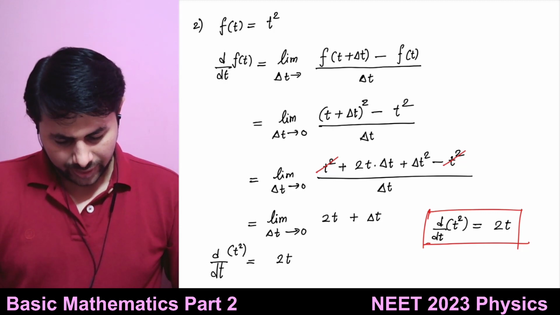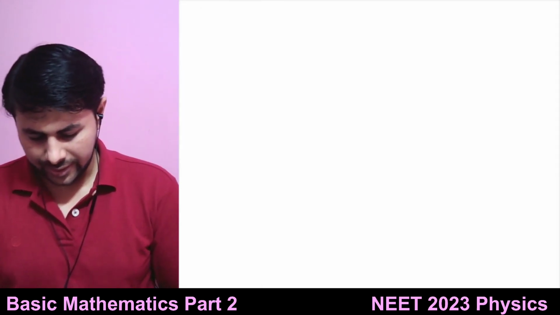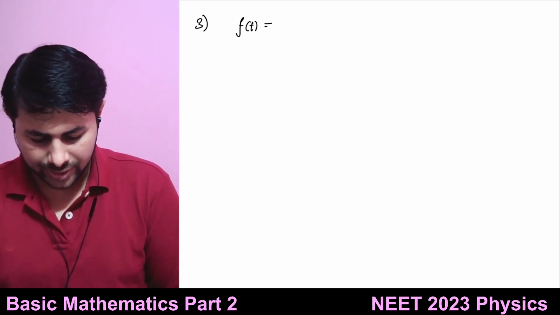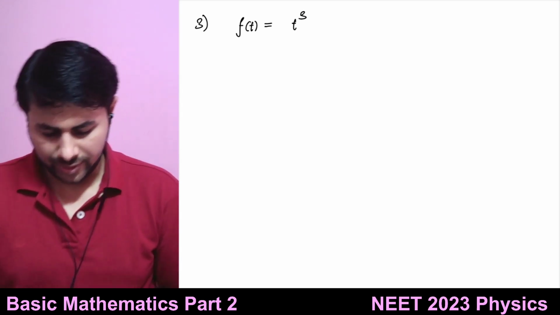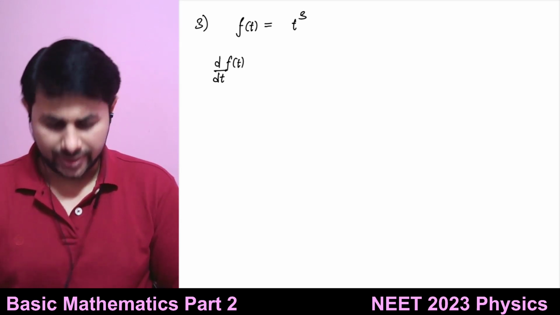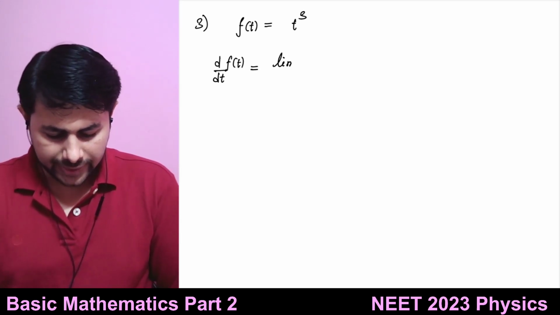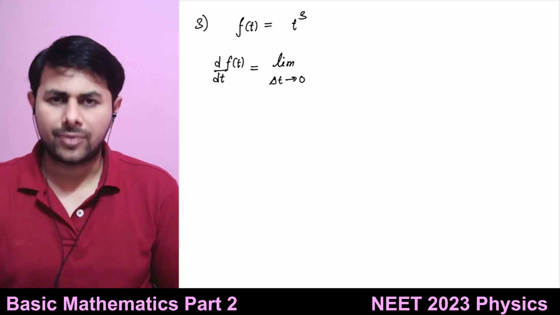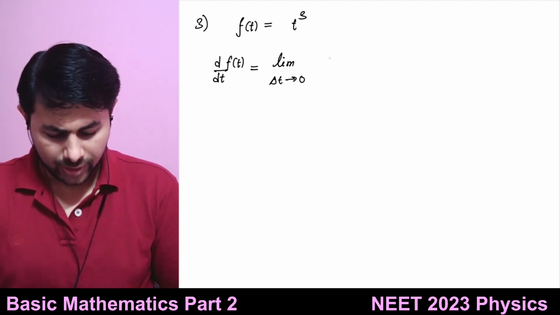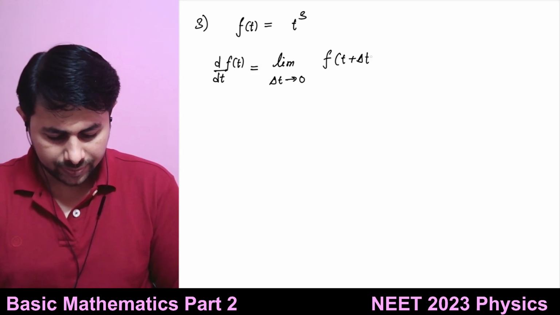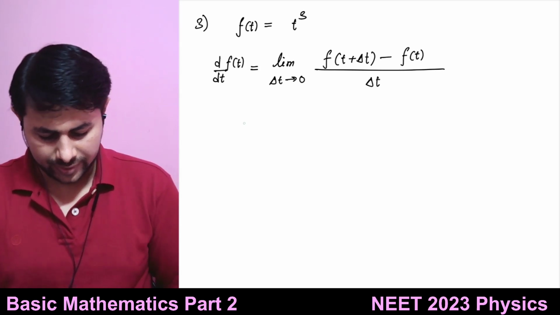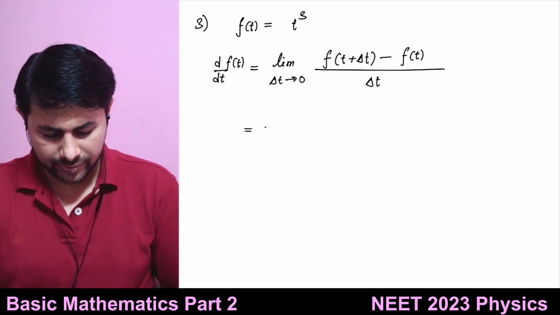Anyways, after this, we'll see another example. So f of t now is equal to t cube. I want to find out the derivative of this. This is just to get familiarized. So let's write the first principle of derivatives. Derivative of f of t with respect to t is limit delta t tends to 0, f of t plus delta t minus f of t divided by delta t.